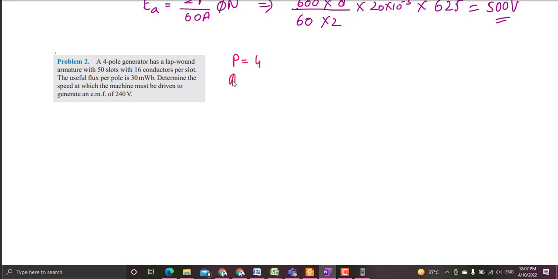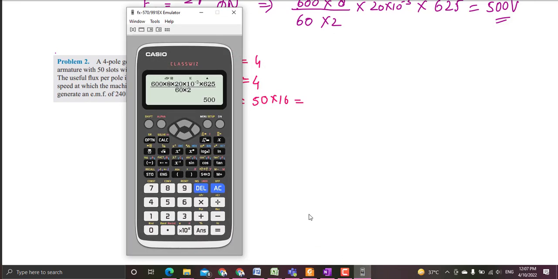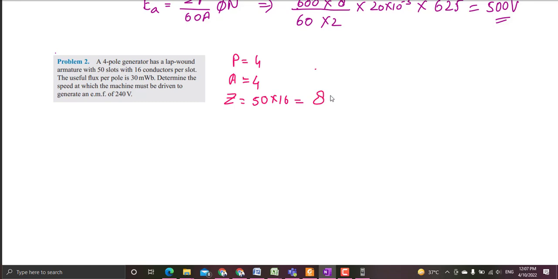It's a lap wound machine, so A is equal to the number of poles, which is equal to 4. Now find Z. Z is 50 into 16, because per slot 16 conductors are there and the total number of slots is 50. So 50 into 16 is equal to 800. The total number of conductors is 800.